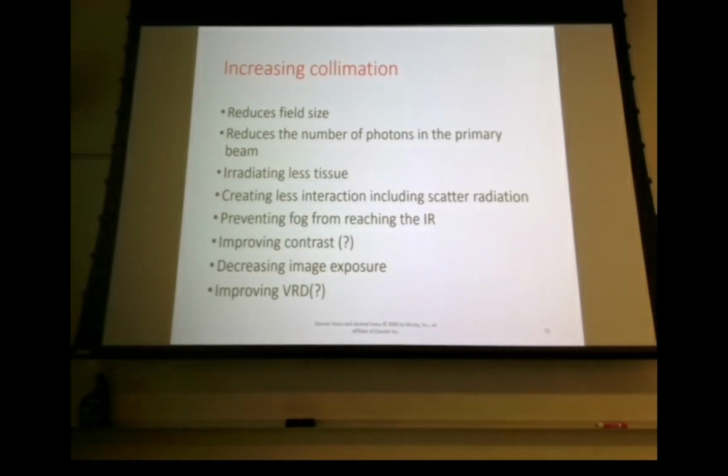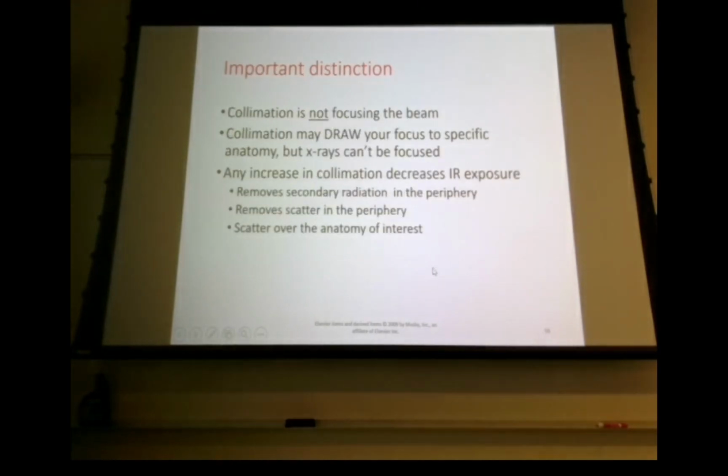So going at it with a different terminology, increase in collimation reduces field size, reducing the number of photons in the primary beam, and doing all the same stuff. Irradiating less tissue, creating less scatter radiation. Less scatter strikes the image receptor, removes that layer of fog, and prevents it from being deposited on the image receptor. And if it does increase contrast, it might improve visibility, but again, it's going to be negligible.